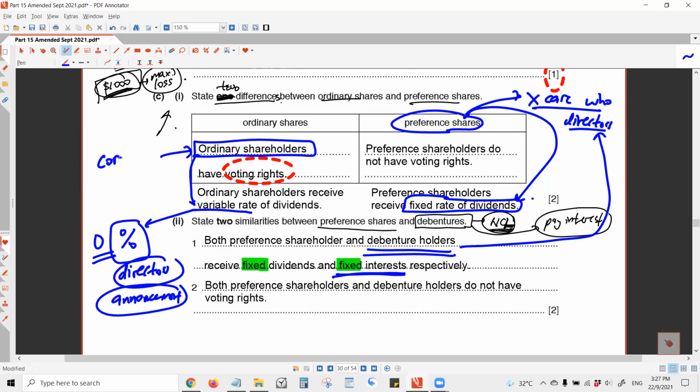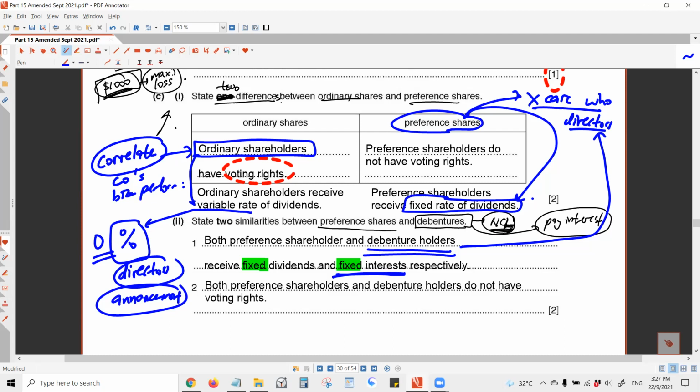So how much ordinary shareholders get in dividends correlates to the company's business performance. If the company has done well in a year, ordinary shareholders get a high level of dividends. If it is bad, it could be as low as 1%, 0% or 2%, a very low percentage of dividend.